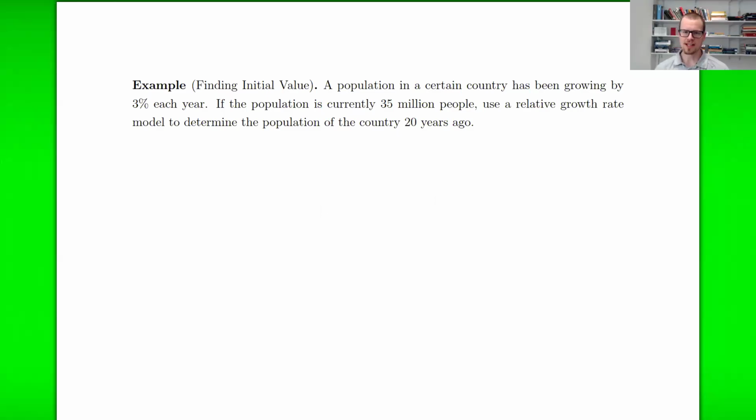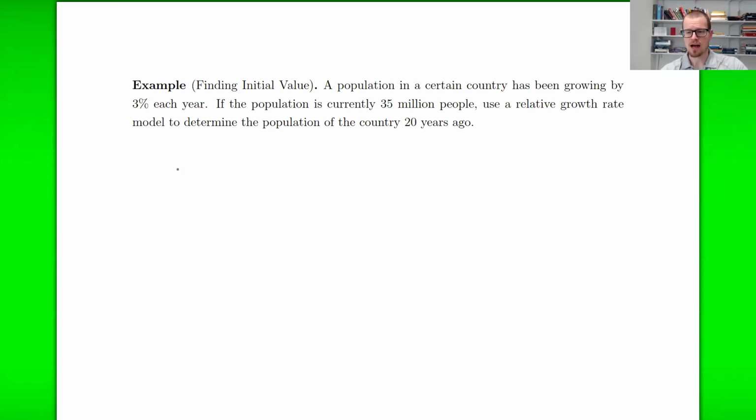Welcome. We want to take a look at an example, an application of exponential models. A population in a certain country has been growing by 3% each year. If the population is currently 35 million people, use a relative growth rate model to determine the population of the country 20 years ago. Essentially, what we want to do is we want time zero to be 20 years ago, and 20 years later, right now, the population is 35 million people.